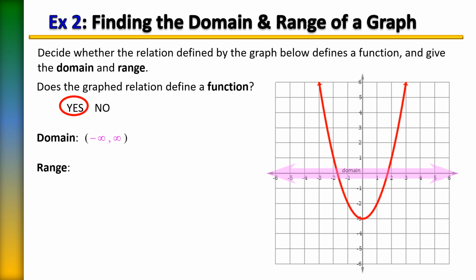So starting at -3, and we're going to use a bracket when it starts or stops at a point. And because it goes forever to infinity, we're going to close it with a parenthesis. So this is how we write it in interval notation form.